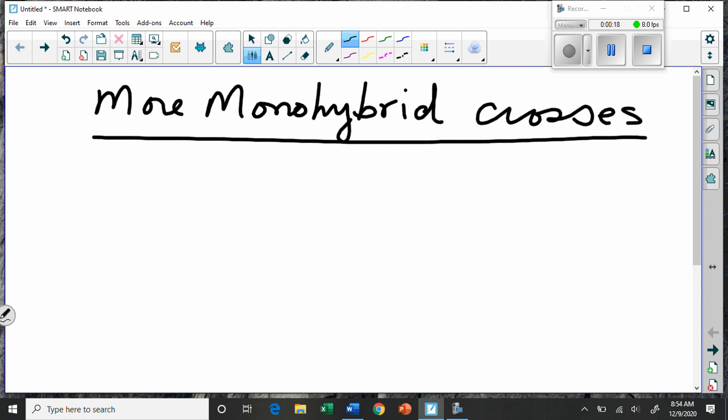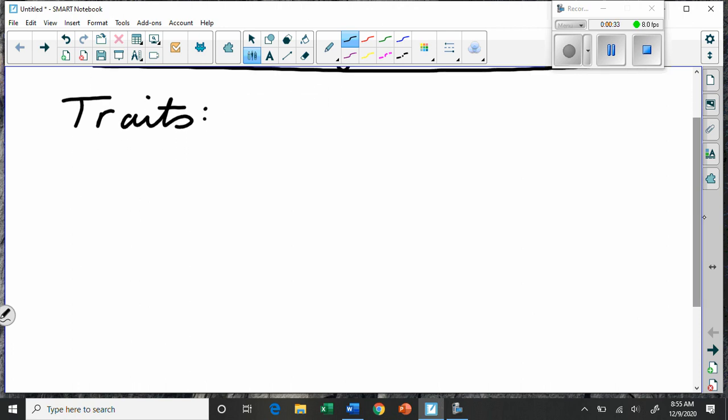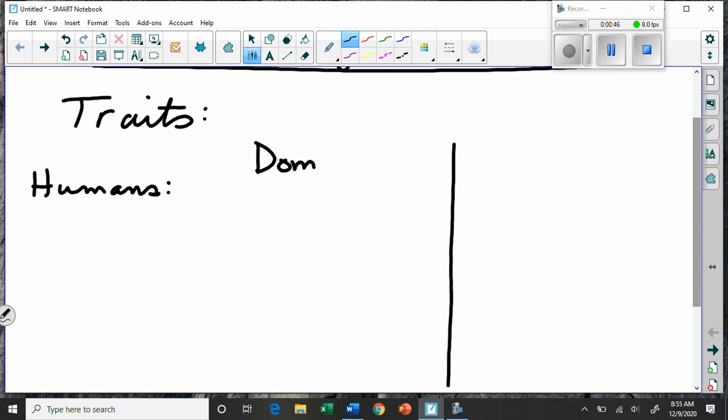Now, when you're doing these crosses, you're going to come across all kinds of traits. So what I thought I would do is give you an idea of some of the possible traits that tend to show up and whether or not they're dominant or recessive. So if we talk first about humans, I'm going to put dominant trait here, and then over here, I'll put the recessive trait.